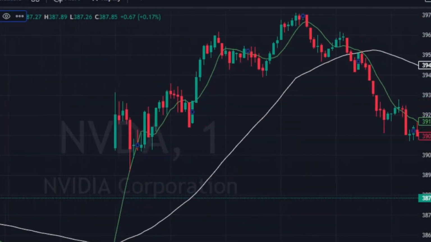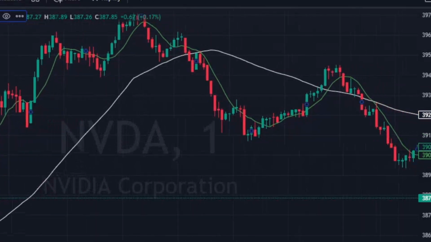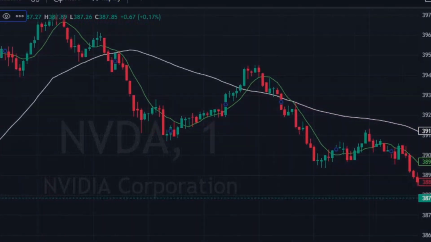Have you ever been in a trade and you thought it was going one way and all of a sudden it just collapsed on you? We have all been there. What we're going to be doing today is looking at the 50 SMA and how it works in conjunction with the 8 EMA.